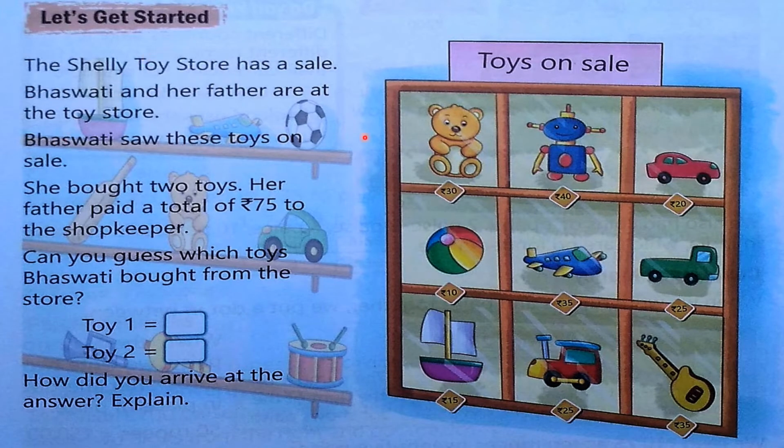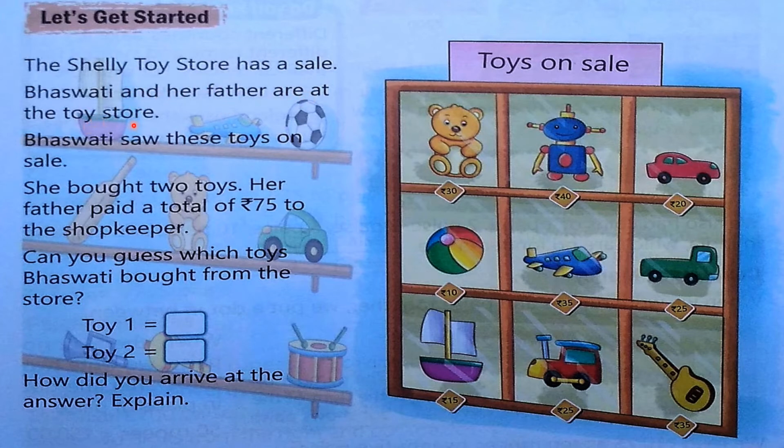Now see here, toys are given. This is in the shop. Here is a shop, a toy shop. The rates are given below the toys, as you can see here: teddy bear, robot, car, ball, aeroplane, truck, boat, jeep or roller, and guitar. Here the rates are 30 rupees, 40 rupees, 20 rupees, 10 rupees, 35 rupees, 25 rupees, 15 rupees, 25 rupees and 35 rupees.